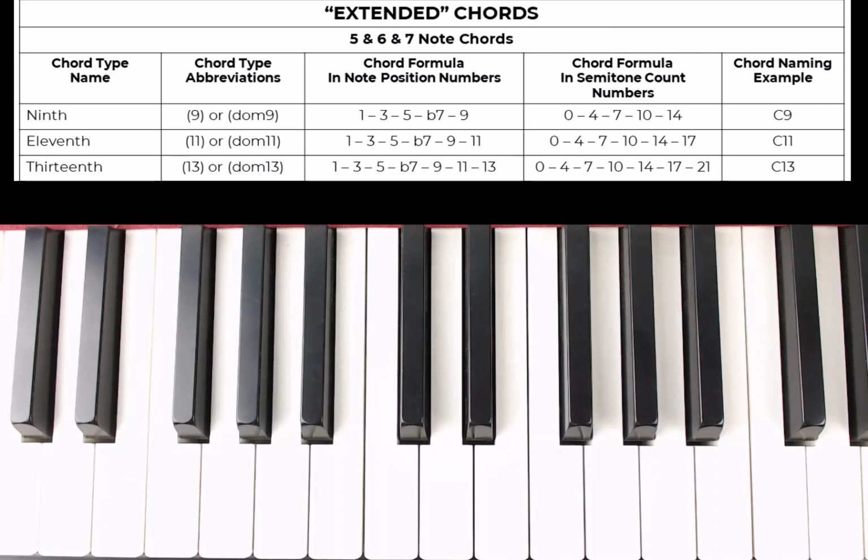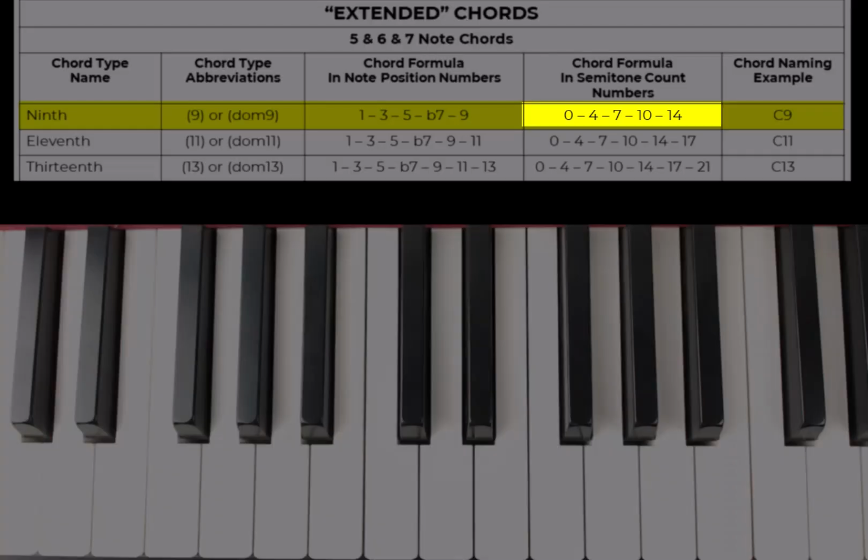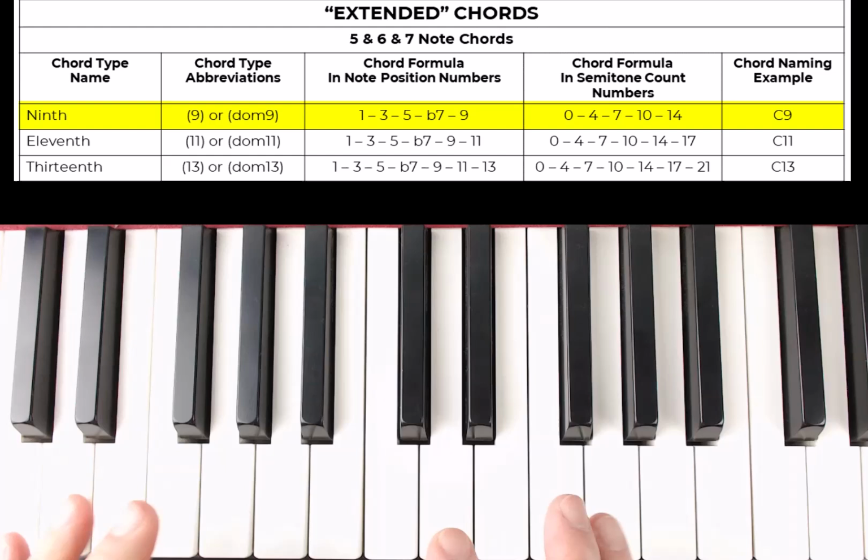Thus, the chord formula for the dominant ninth chord type, more commonly known simply as the ninth chord, in semitone counts is 0, 4, 7, 10, and 14. Let's look at a few of these. Now you understand semitone count numbers, so we're going to keep things by the number, and I'll speed up a little bit. The formula never changes for ninth chords: it's 0, 4, 7, 10, 14.